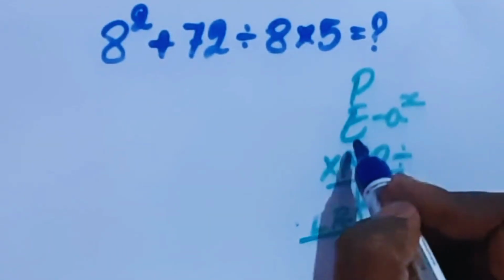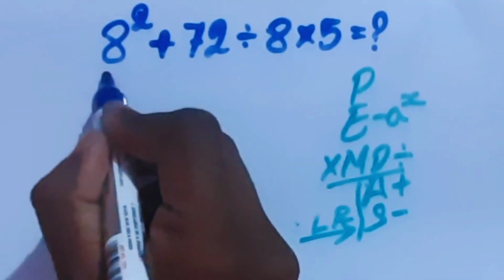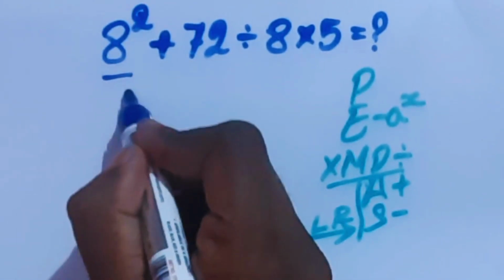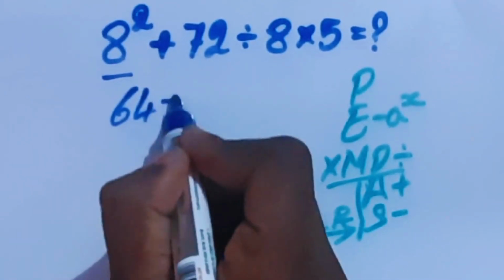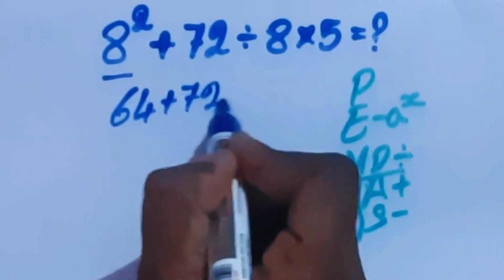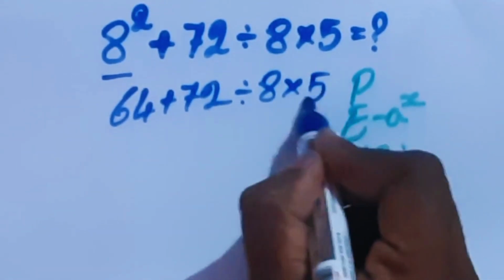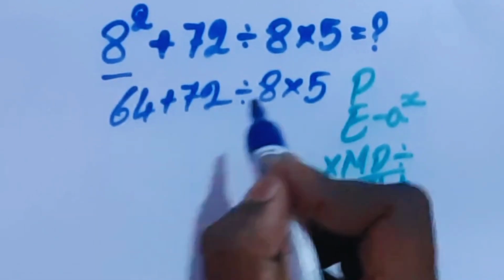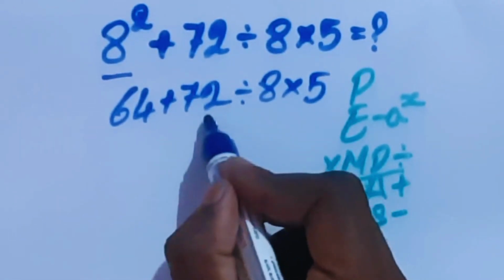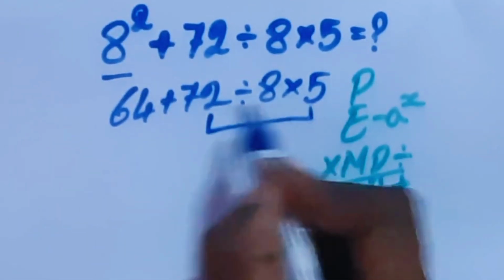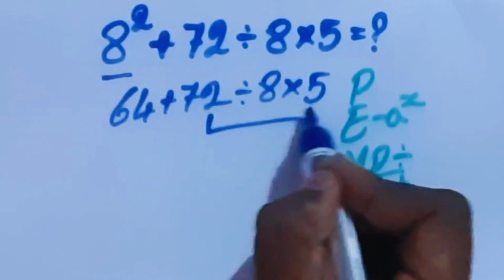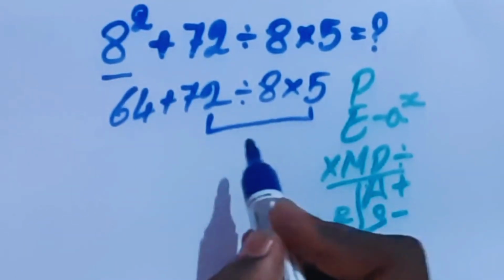Here, as per the PEMDAS rule, this exponent is higher priority now. So, this is 64 plus 72 divided by 8 times this 5. Here we have addition, division and multiplication. Here division and multiplication are higher priority than this addition. So we have to do this before this addition.